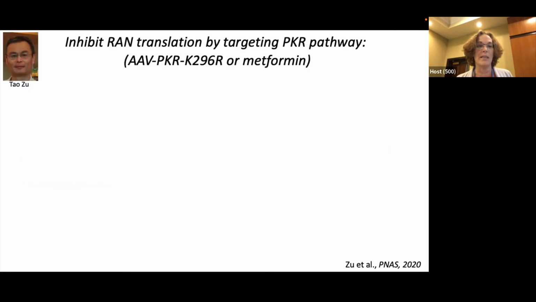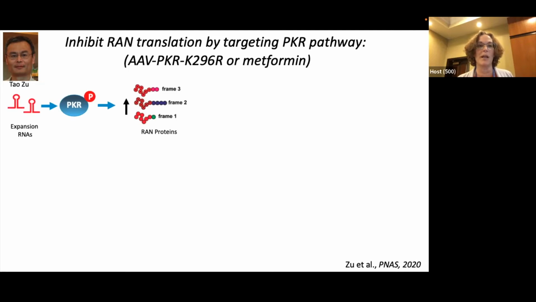And so this is Tao Zu's work, and he discovered RAN translation in SCA8 in the lab in 2011, and since then has really been working hard on trying to understand mechanistically how this works. And so what he's discovered is that expansion RNAs can look like viruses. They can activate the PKR pathway, and that upregulates RAN translation. And that work dovetails nicely with work of others that show the integrated stress response increases RAN translation.